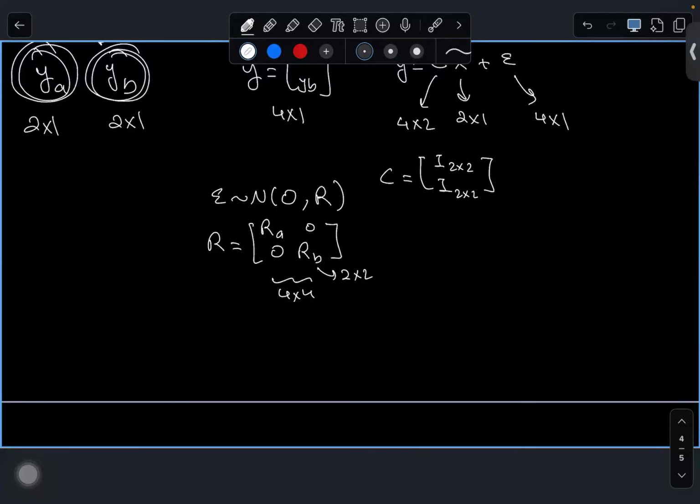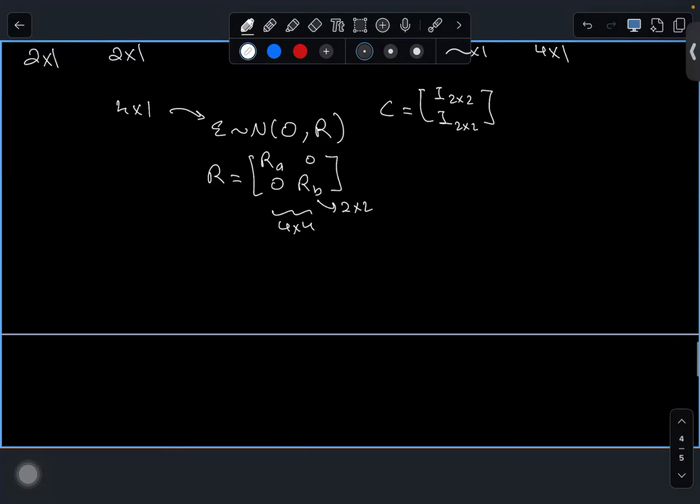Does that make sense? So when I put 0 there, I don't mean actual zero. It's a 2 by 2 of zeros, right? Because this is a 4 by 4 matrix. And RA and RB is each of them is a 2 by 2. So my first question was, what is the size of R? And you answered it's a 4 by 4. Why? Because epsilon is a 4 by 1 vector. So therefore, its variance, covariance, is going to be a square matrix of size 4 by 4.